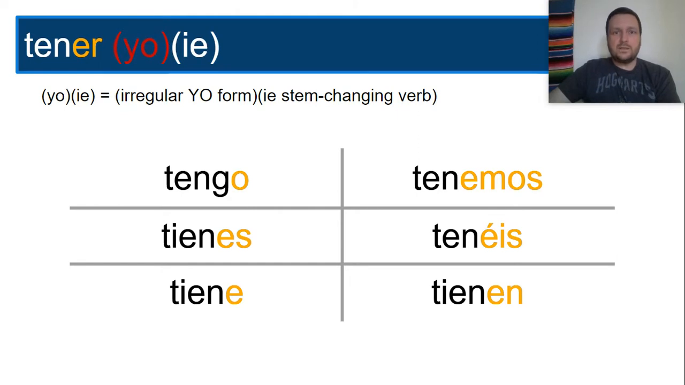The yo in parentheses means that we have an irregular yo form. You might notice in the yo form here, we have a G. We don't know where that comes from, but it's there. Tengo. The IE means that it's an IE stem changing verb. And you'll notice in the forms tú, él, ella, usted, and ellos, ellas, ustedes, there's a stem change where the E changes to IE. Tienes, tiene, and tienen.